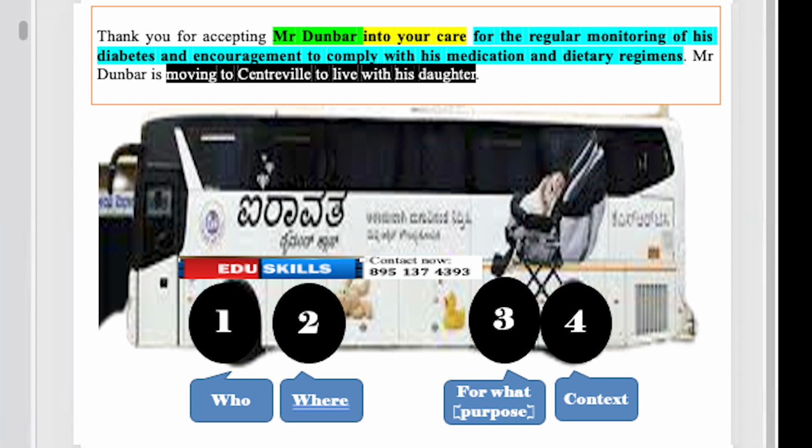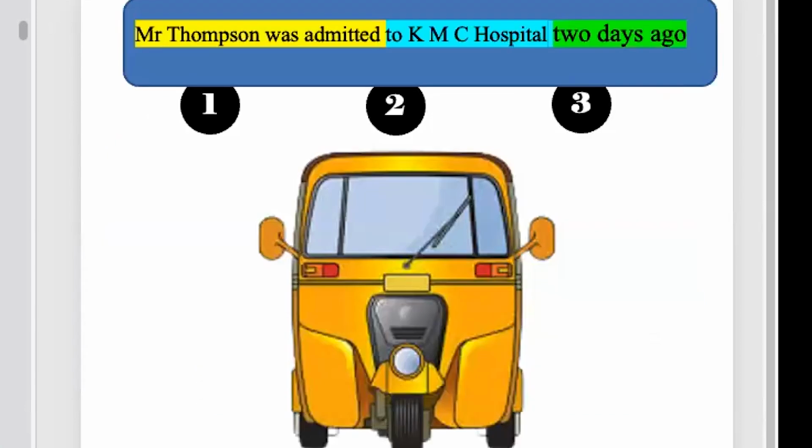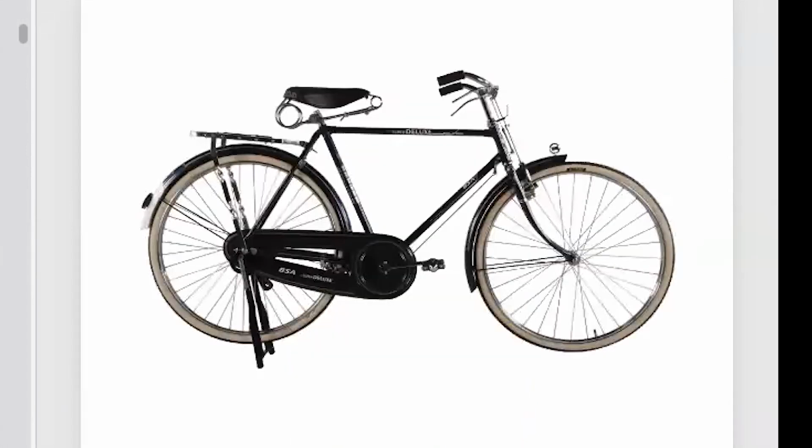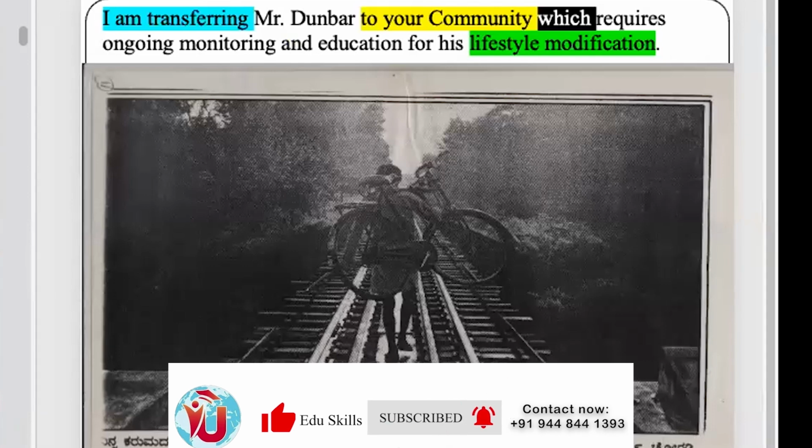And if you write these 4 things properly, and if your letter is going good, you have an A+ grade. Airavata journey. Okay. You have who, where, what, and your context. 4 wheels. Okay. And sometimes you write only 3 things. Then you have an auto journey. Mrs. Thompson was admitted to KMC hospital 2 days ago. And sometimes you have only 2 things. So a cycle journey.